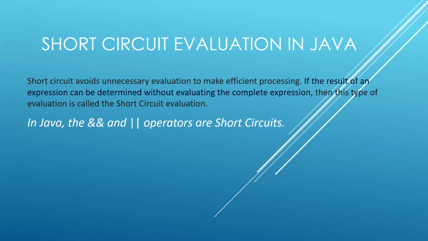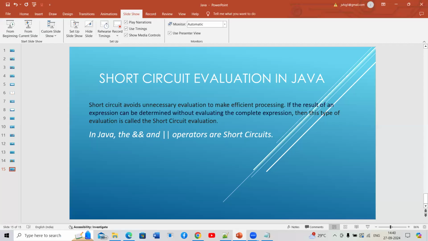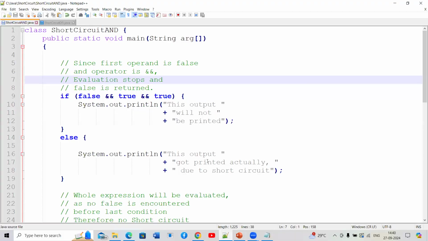There are two operators, AND and OR, which are called short circuits. We will discuss in detail in this video how we can use this concept to make our program more efficient and how it works. So let's go to the programming part to understand it better. Okay, let me open the program. In this program, I'm using the AND operator for the concept of short circuits.